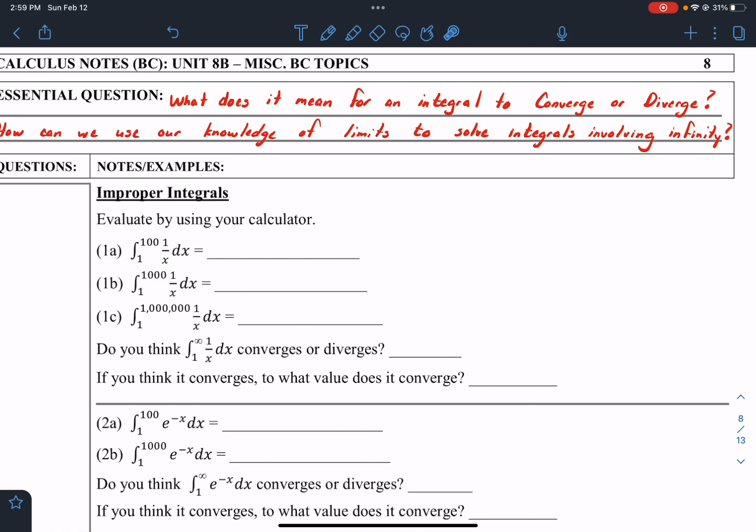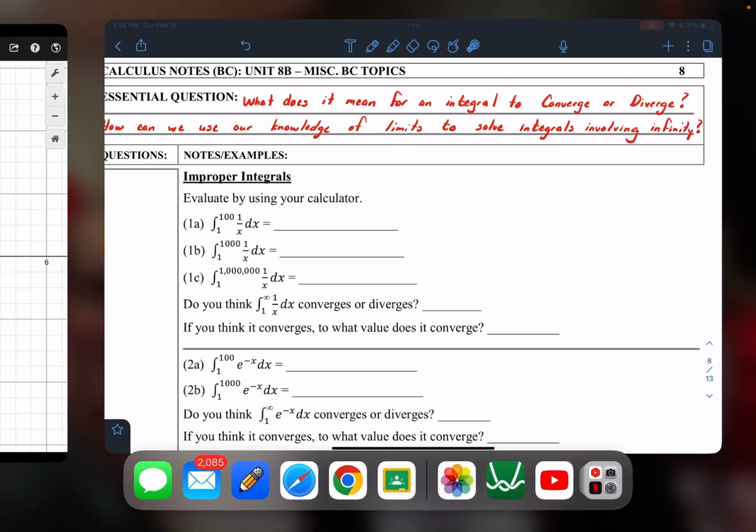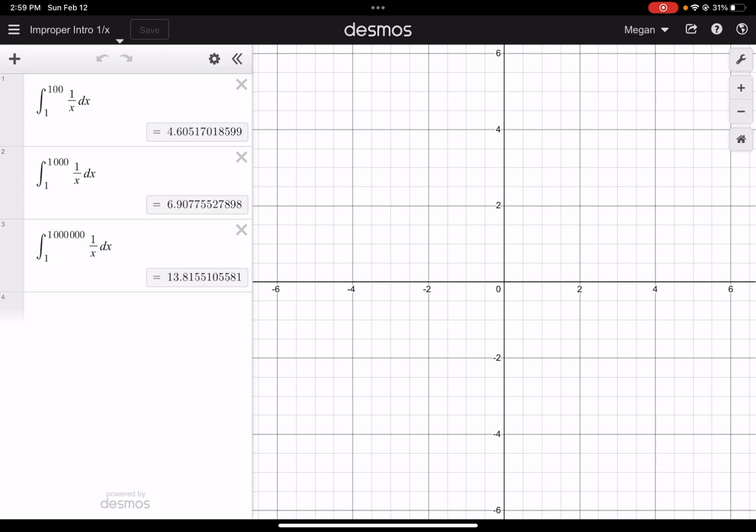So let's go ahead and break this down. We are looking at an integral of 1 over x. I kind of have an idea of what that looks like. It's a rational function from 1 to 100, 1 to 1,000, and 1 to 1,000,000. This is a definite integral, so my answer should be numeric. Now, my calculator is going to do this for me. This is not something that I'm doing by hand. And I went ahead and put this in Desmos for us so we could see the breakdown.